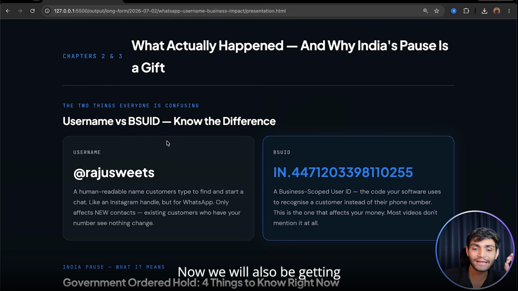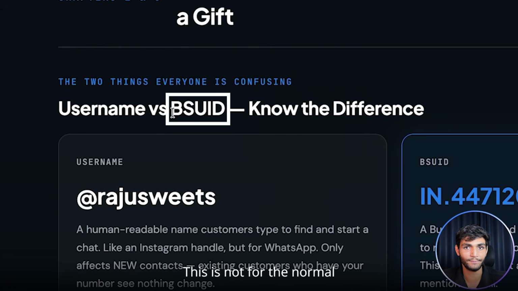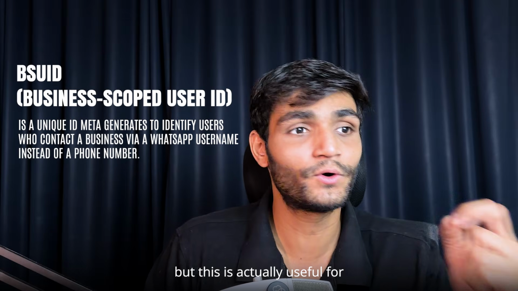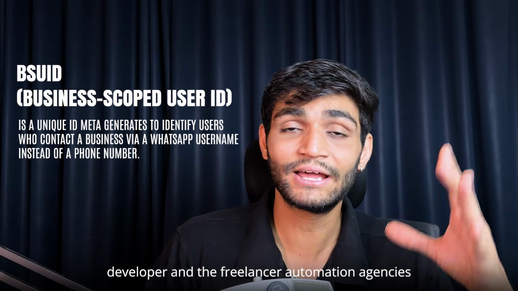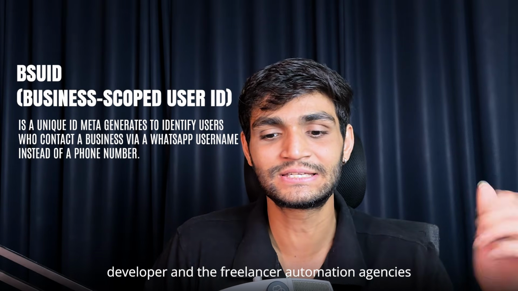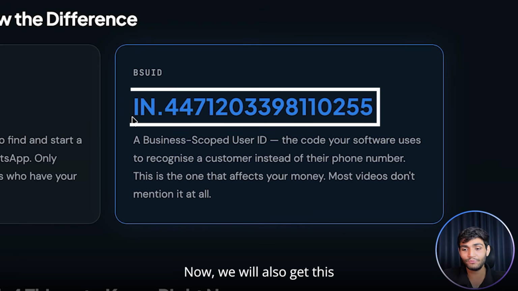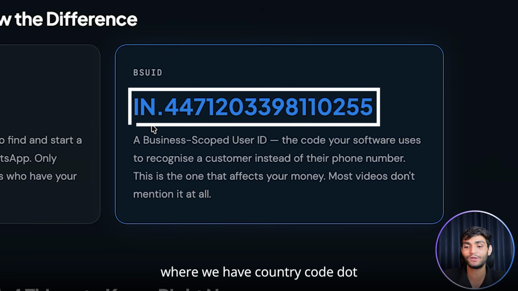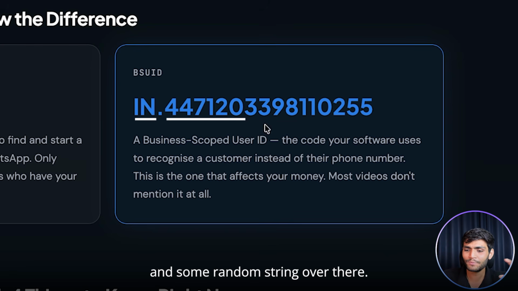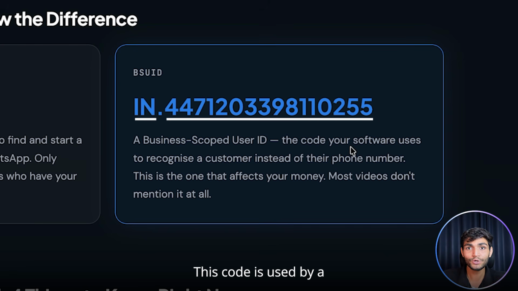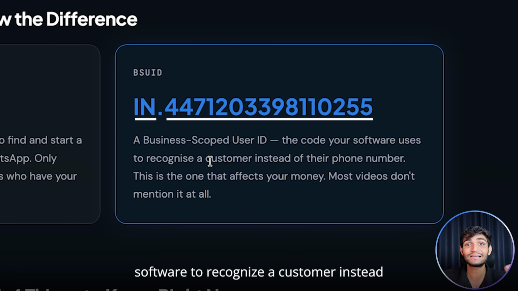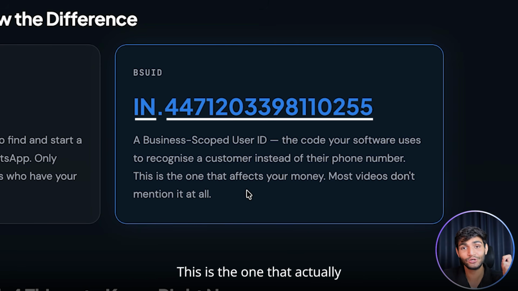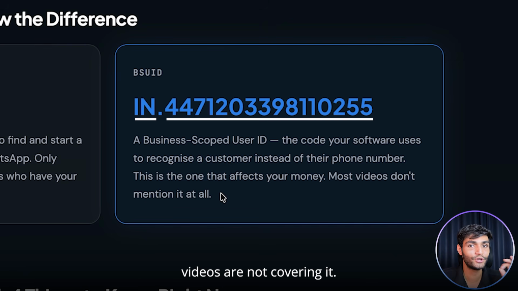But the second thing, no one is covering. Now we will also be getting something called a BSUID. This is not for normal people who get the message, but it is useful for businesses like us, developers, freelancers and automation agencies. We will also get this information, which looks something like this: a country code, a dot, and then a random string. This code is used by software to recognize a customer instead of their phone number. This is the one that will actually affect your money, and most videos are not covering it.